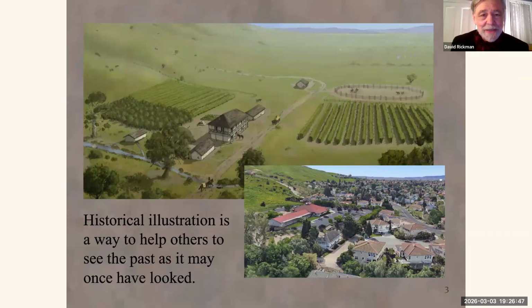This is a scene from what is now Silicon Valley, a town called Milpitas, and you can see what it looked like in my painting and what it looked like today.